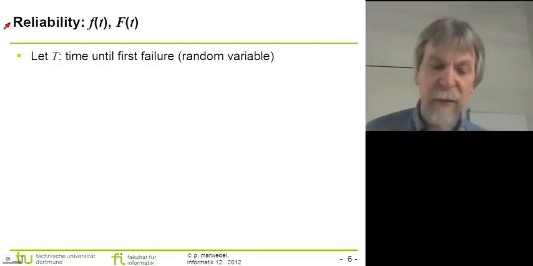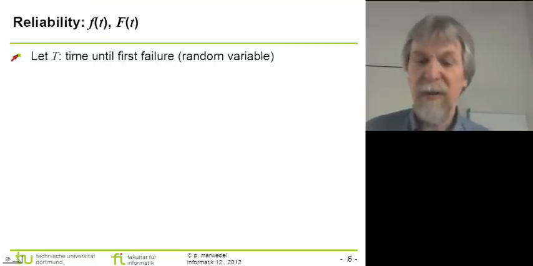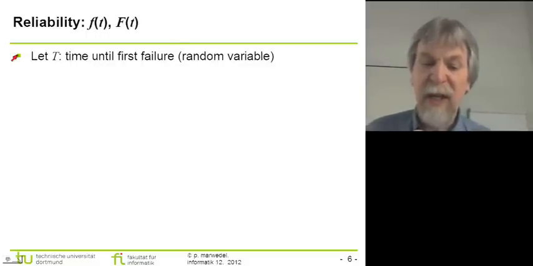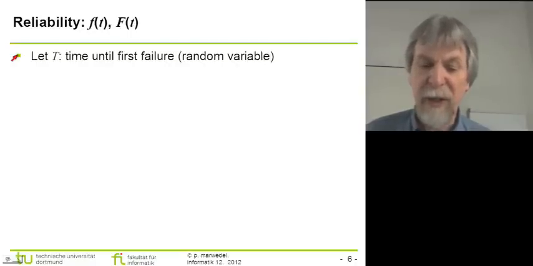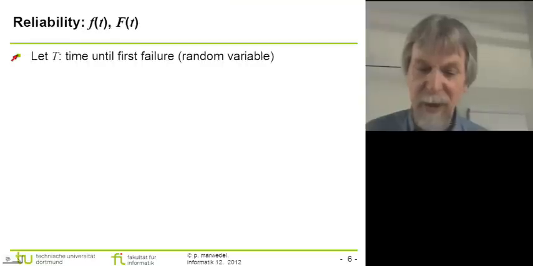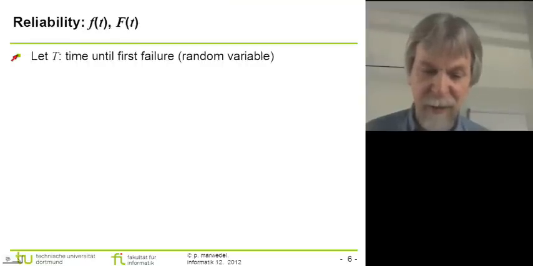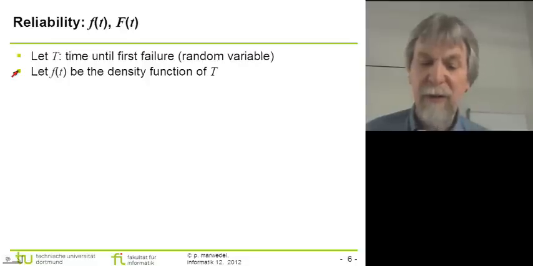Reliability is defined by first of all referring to a so-called random variable. A random variable, in our case denoted as capital T, is a variable that models the time until the first failure. So in this context we are referring to some hopefully present previous knowledge in statistics and stochastics. For this random variable, we are introducing f of t as the so-called density function.